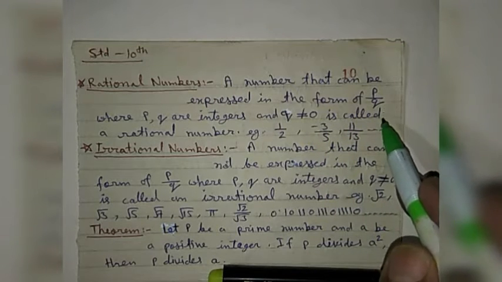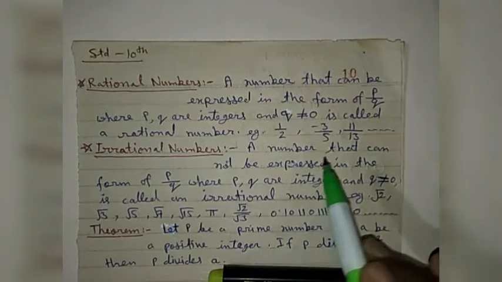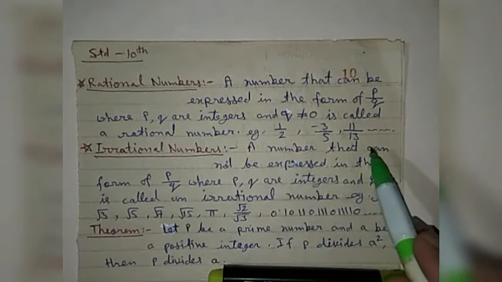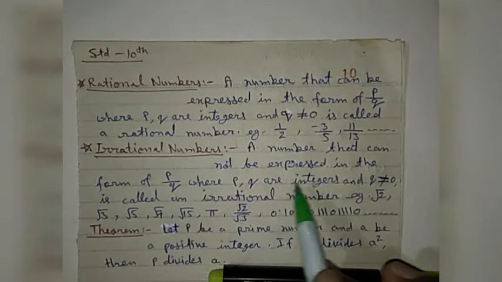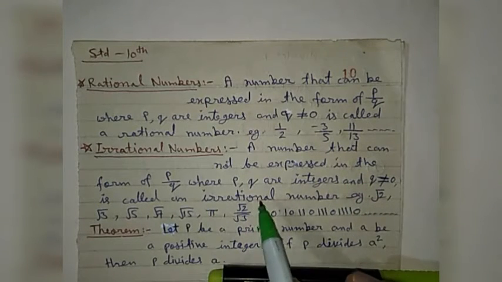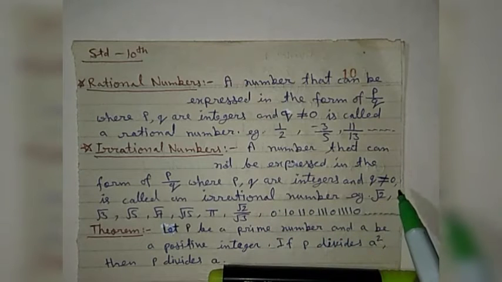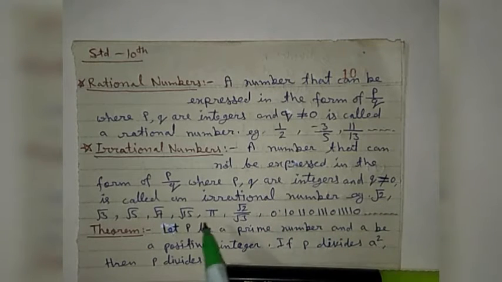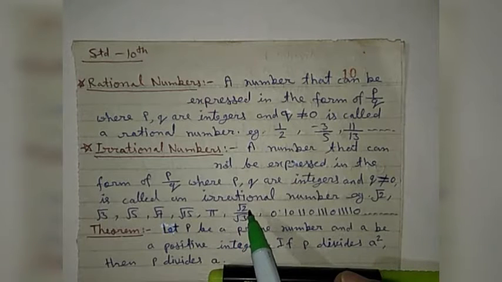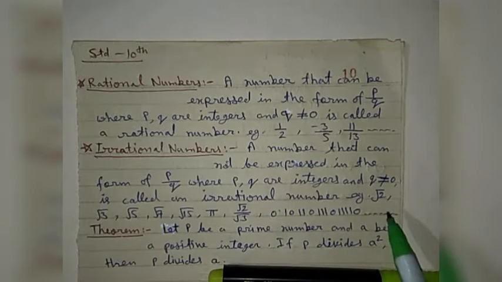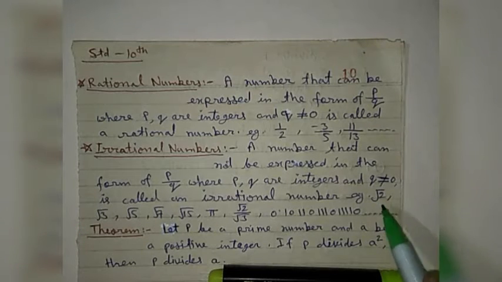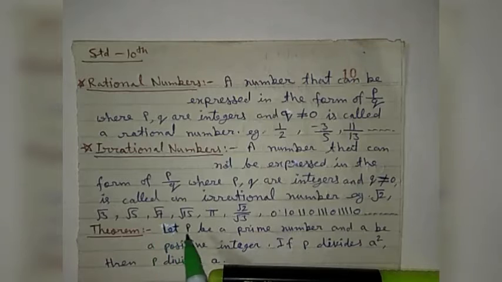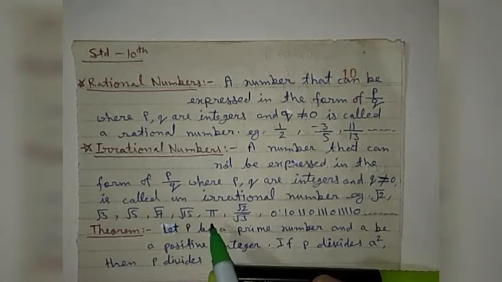So all fractions which are written in the form of numerator and denominator are rational numbers, which you already know. But irrational numbers are those numbers which cannot be expressed in the form of p by q, where p, q are integers and q is not equal to 0. And this type of numbers are generally the square root of prime numbers, meaning prime numbers 2, 3, 5, 7. So square root of prime numbers means root 2, root 3, root 5, root 7, etc. are irrational numbers. And pi is also an irrational number.